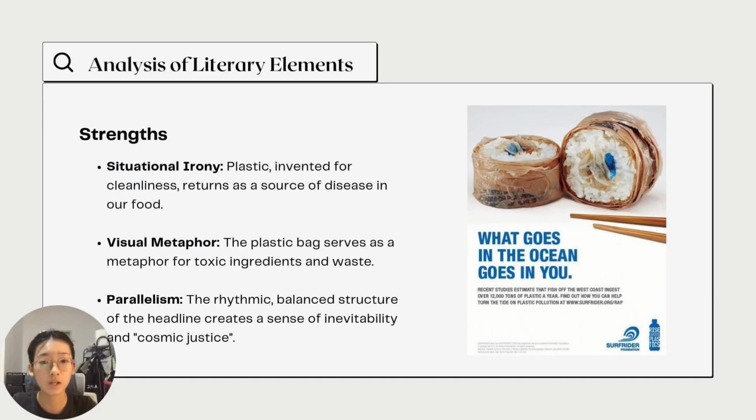Now let's dive into the heart of our literary analysis. To understand why this poster is so striking, we must look at the literary elements it employs to capture attention. First, the most potent element here is situational irony. Think about the irony of plastic. A material invented for our clean lives and coffins has now returned as a source of feces and disease in our favorite food. This is not just a mistake, it functions as a form of ecological retribution. Nature is no longer a passive victim, but an agent of moral consequence.